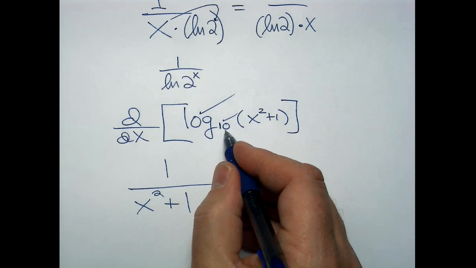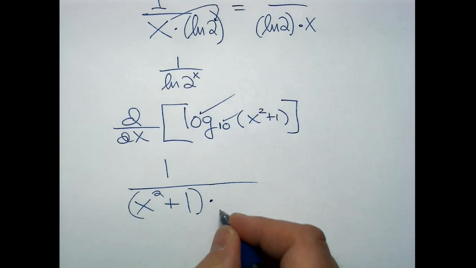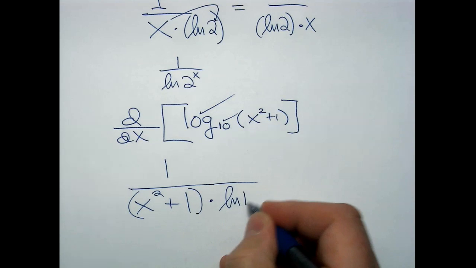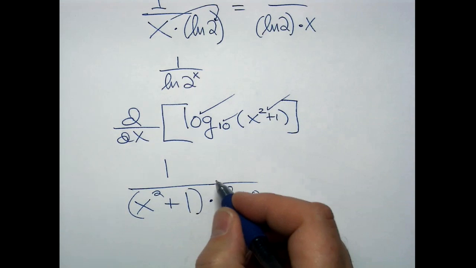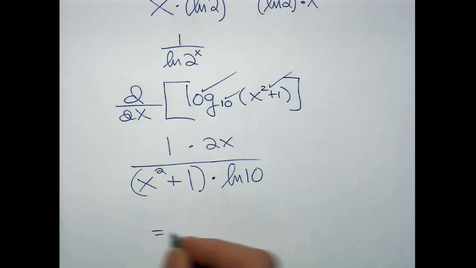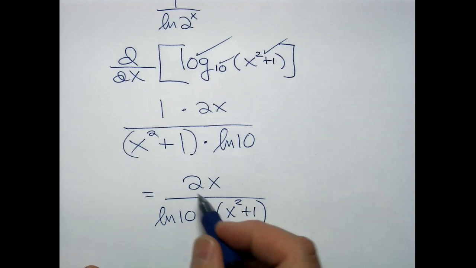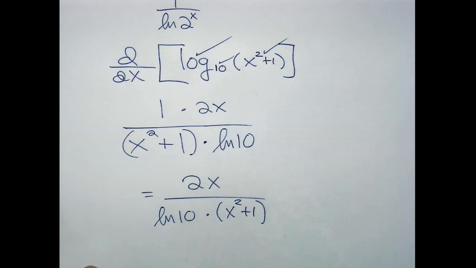Check off the 10. It's the wrong base. We need a correction factor. Where does the correction factor go? Right next to where you just dropped the derivative. So it would be an ln of 10. It's just a number. And finally, chain rule, take the derivative of x squared plus 1, which would be 2x. So the answer here is 2x over ln of 10 times x squared plus 1. And the 2 and the ln of 10, they're just numbers. The variables are x and x squared plus 1.